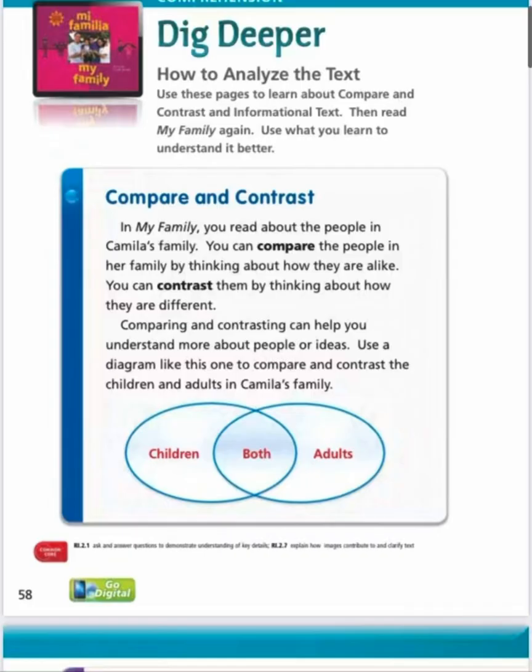How to analyze the text. Use these pages to learn about compare and contrast and informational text. Then read My Family again. Use what you learn to understand it better. Compare and contrast. In My Family, you read about the people in Camila's family. You can compare the people in her family by thinking about how they are alike. You can contrast them by thinking about how they are different. Comparing and contrasting can help you understand more about people or ideas. Use a diagram like this one to compare and contrast the children and adults in Camila's family. Children, both, adults.